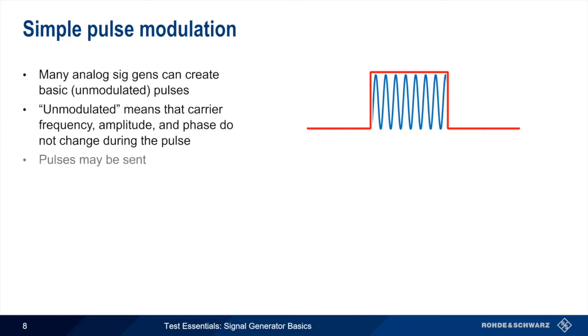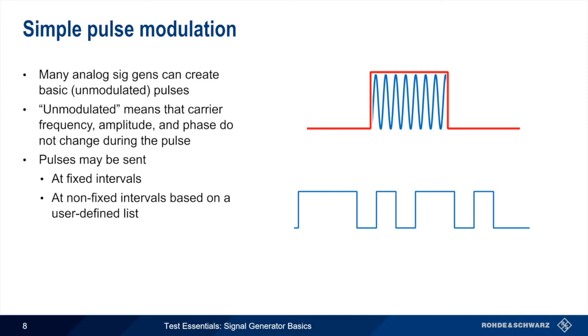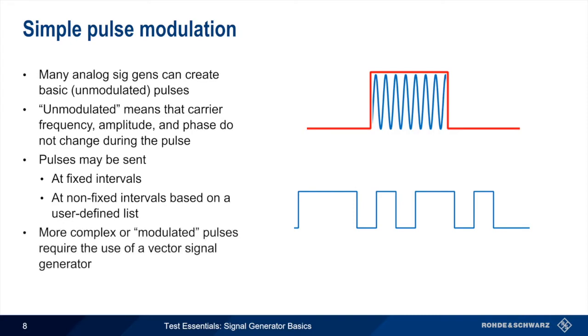Pulses can be sent at fixed intervals, but in some cases the analog signal generator can vary the pulse width and/or pulse spacing by means of a user-defined list. If we need more complex or modulated pulses, such as a chirped or a polyphase pulse, we usually need to use a vector signal generator.